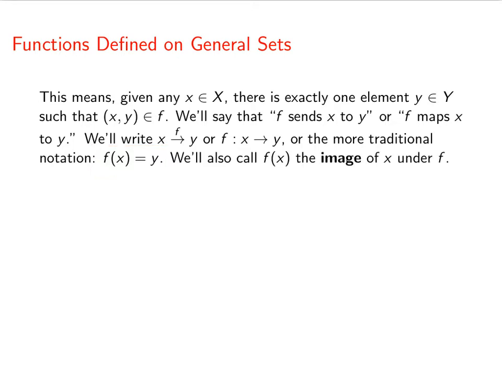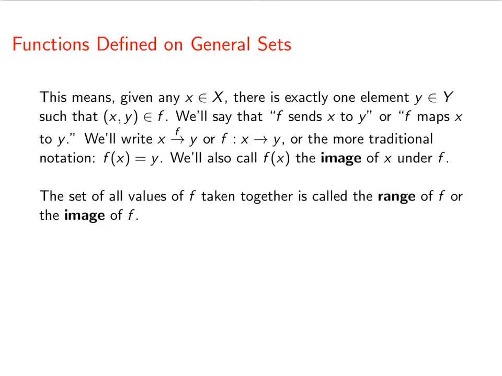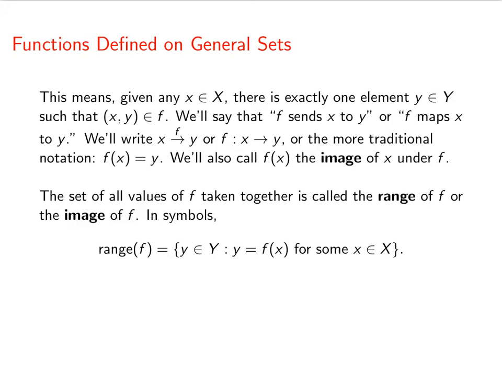Here's a new word that we'll use. We're going to say that f of x is called the image of x under f. And then the set of all values of f taken together is called the range of f, or the image of f. So in symbols, we'll say that the range of f is the set of all little y in the codomain, such that y is equal to f of x for some x in the set X.